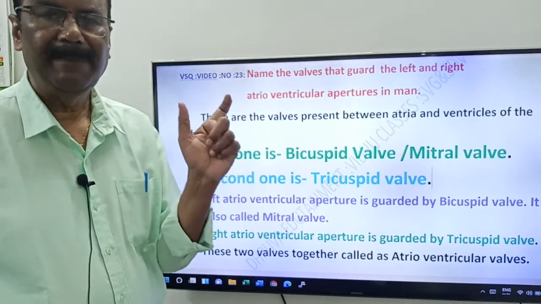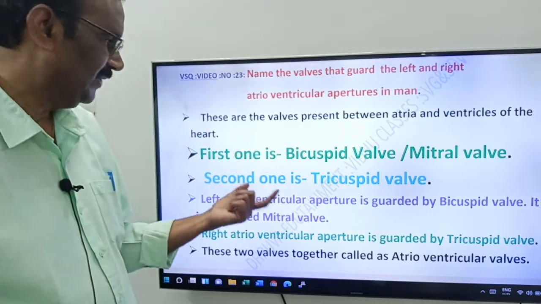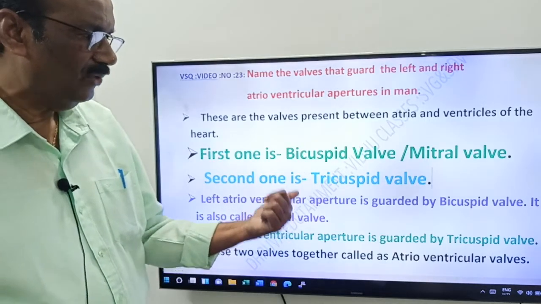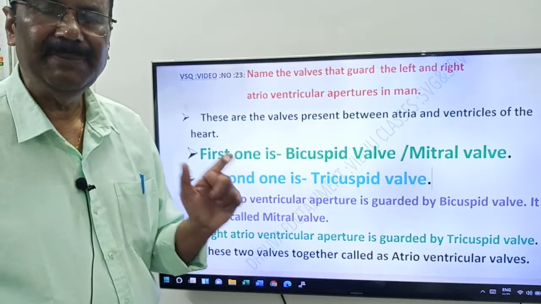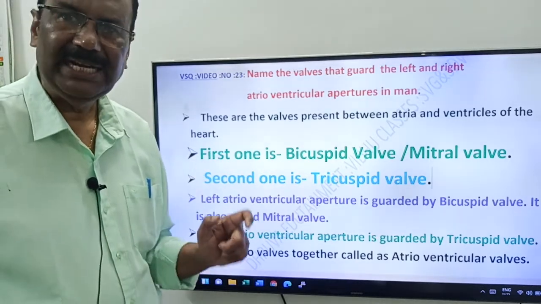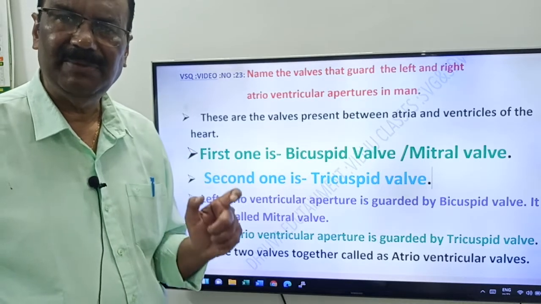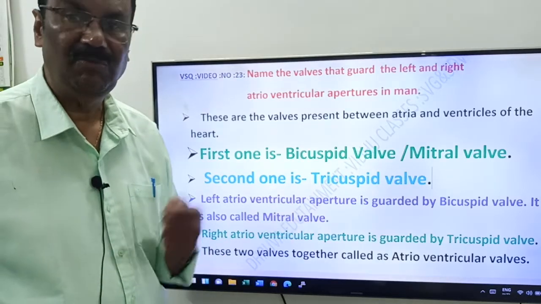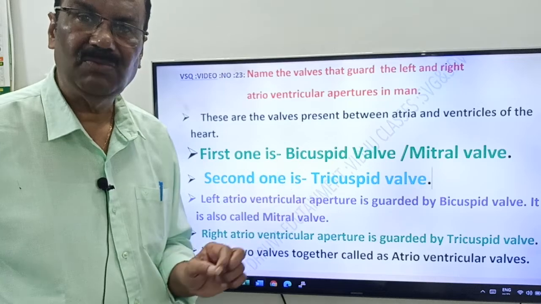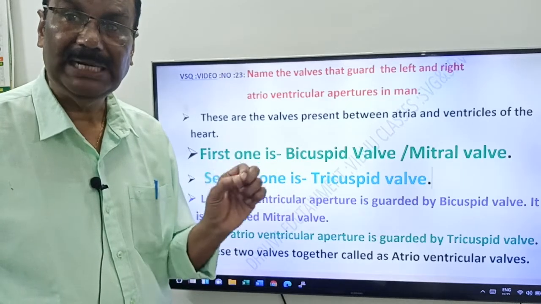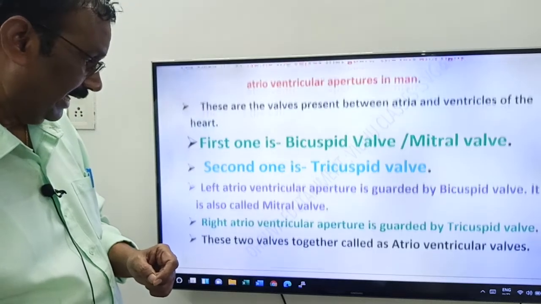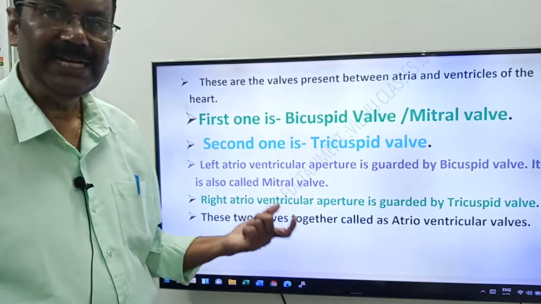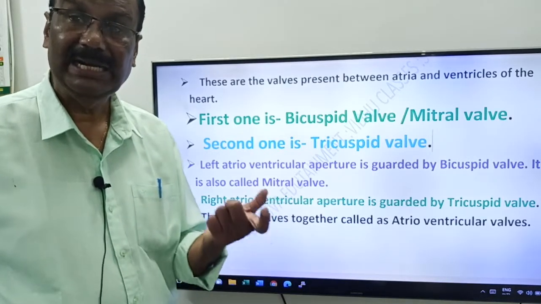You have to write, friends: bicuspid valve or mitral valve. Second one is the tricuspid valve. See friends, the left atrioventricular aperture is guarded by the bicuspid valve. Here it is important: it is also called the mitral valve. Second, friends, the right atrioventricular aperture is guarded by the tricuspid valve.